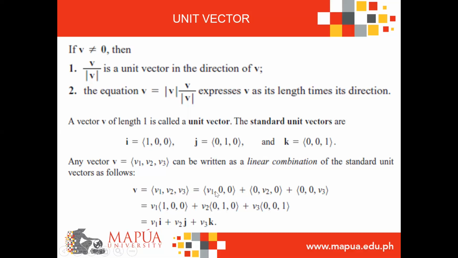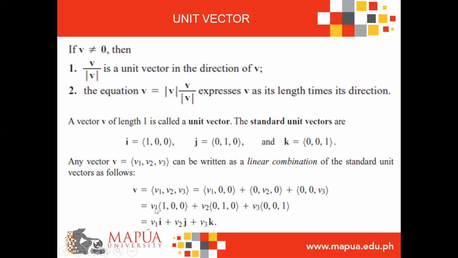And with that, we can have v1 factored from the first vector, represented by v1, 0, 0. Then in the second vector, v2 was factored out. And lastly, in the third vector, v3 was also factored out, giving us the components 1, 0, 0, then 0, 1, 0, then 0, 0, 1.